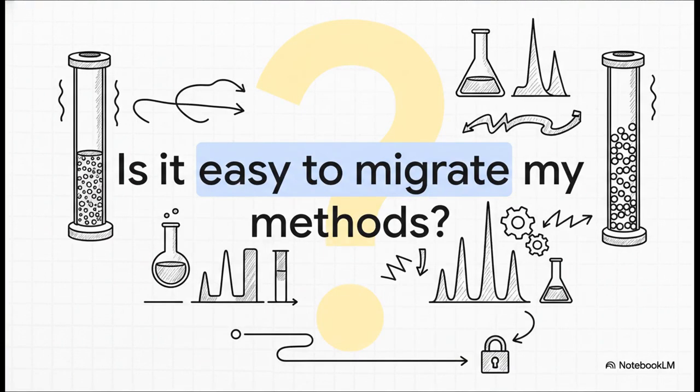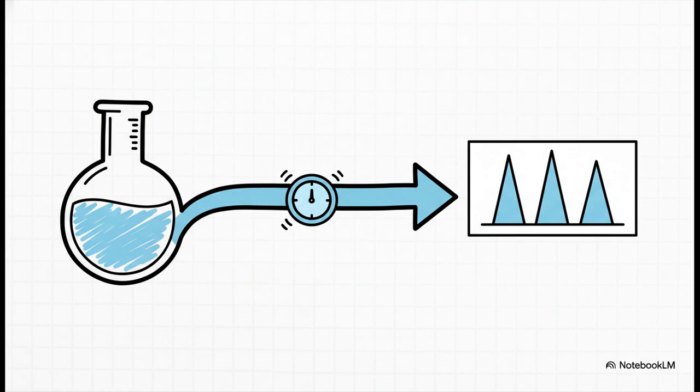And finally, this is a big one for anyone with validated methods they rely on. How hard is it to migrate my existing methods over to a core shell column? Honestly, the process is pretty much seamless. You can use the exact same mobile phases, the same organic modifiers, everything. The only thing you'll really need to do is adjust your flow rate a bit to find that new sweet spot to take full advantage of the much flatter Van Deemter curve that these particles give you.